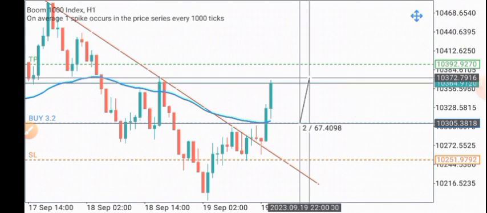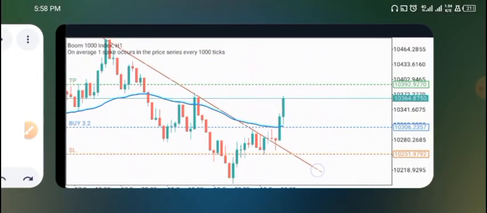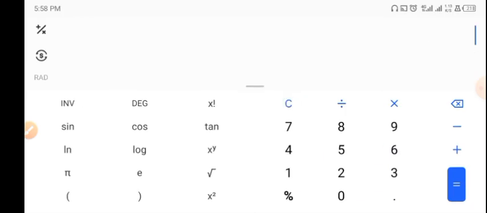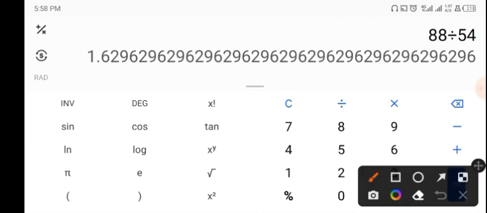To get your risk reward ratio, you go back to your calculator. Your risk reward ratio is 88, which is your target, divided by 54, which is your risk. You see, this is a 1.62 risk reward ratio. So you are risking $1 to get $1.6. So that's it, a 1.6 risk reward ratio. It's very, very simple. This is just how you do your calculation.